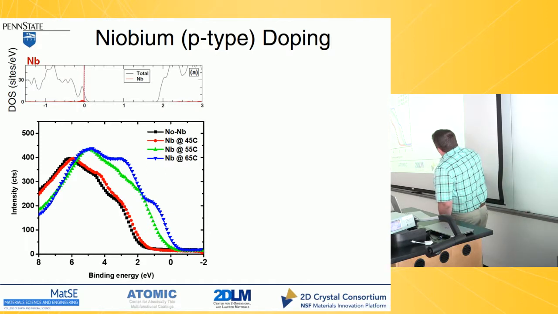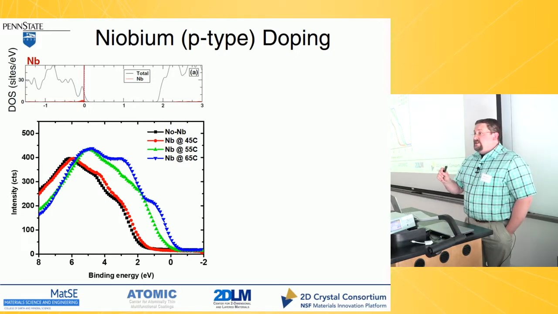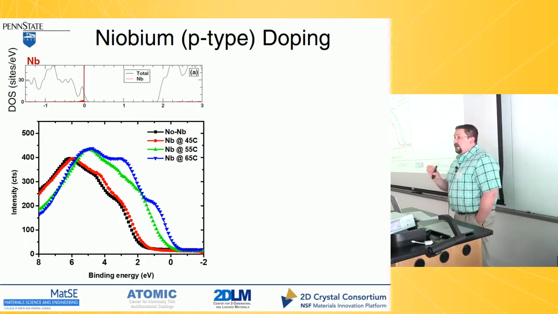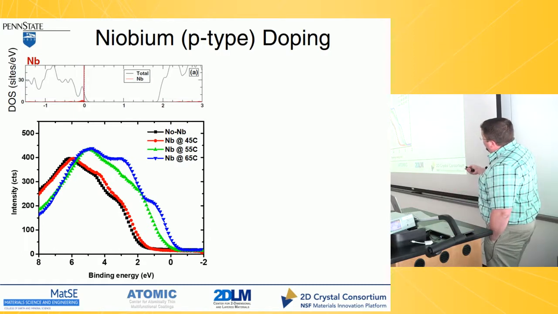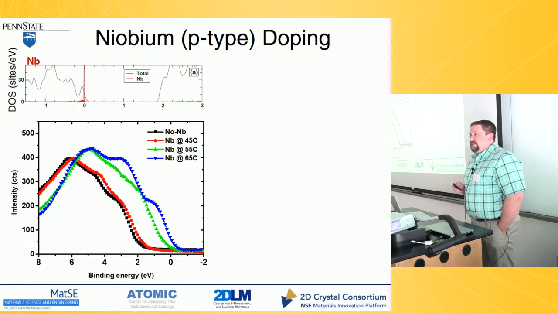pentachloride, and depending on the precursor temperature, you can shift this curve here, which is an XPS curve of the valence band maximum. So where this guy comes down, our Fermi level is here at 0, where this guy comes down here, that tells us where our valence band is with respect to the Fermi level, right? So what we find is as you increase the temperature of the niobium pentachloride, you can then push that valence band all the way up above the Fermi level in this particular case.